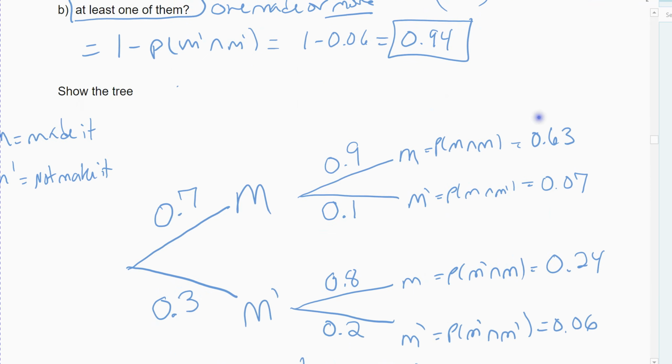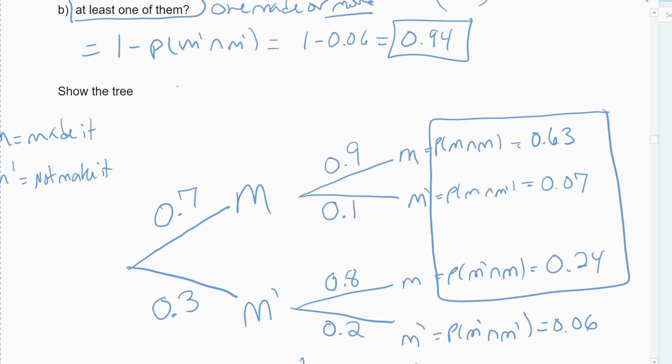The alternative to that was you could have added up all of the cases where she makes at least one. Right? These would be all the cases where she makes at least one. If you add them up, it should add up to that 0.94. Right, so it should work out either way. And you can do it either way. It doesn't really matter. Whichever way makes most sense to you, do it that way.